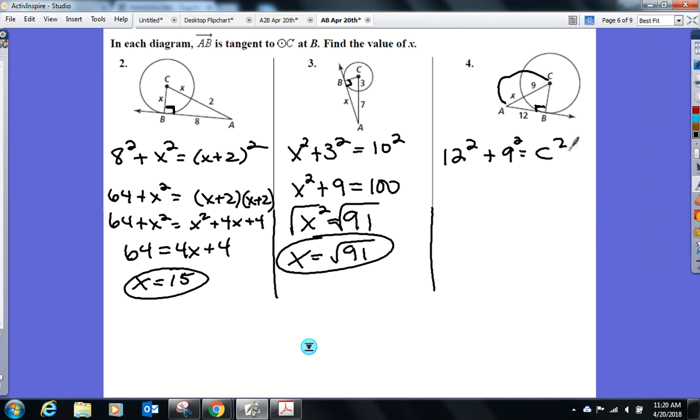And then what could I do at the end to find x? Take my hypotenuse and subtract 9. I think it's a little easier than the other way, because I would let you know at the end here you'd have to factor. I don't know if anybody wants to really factor right now. Probably not.